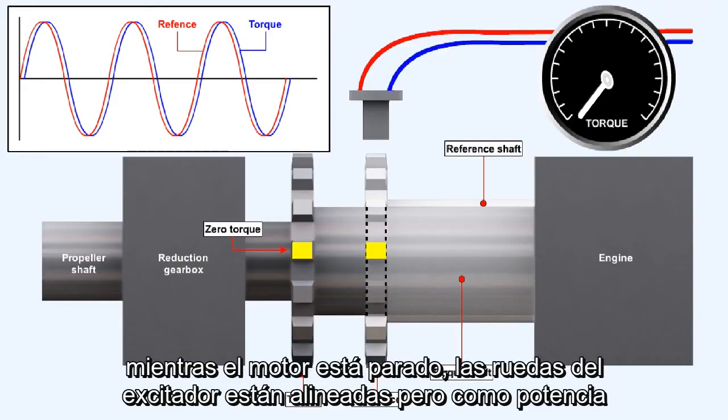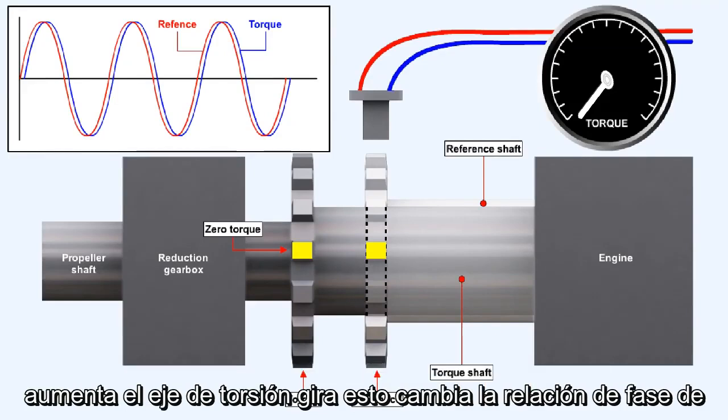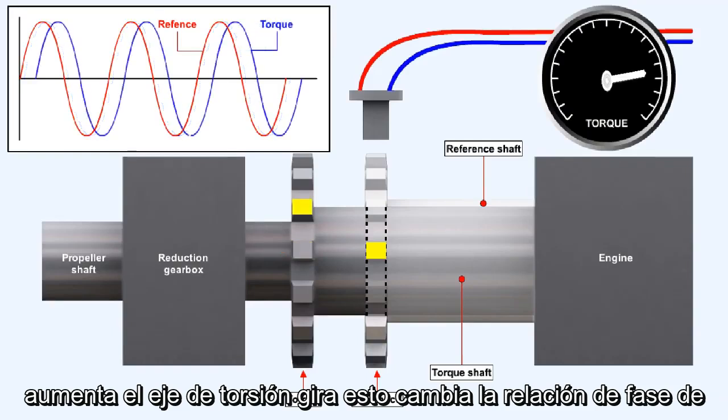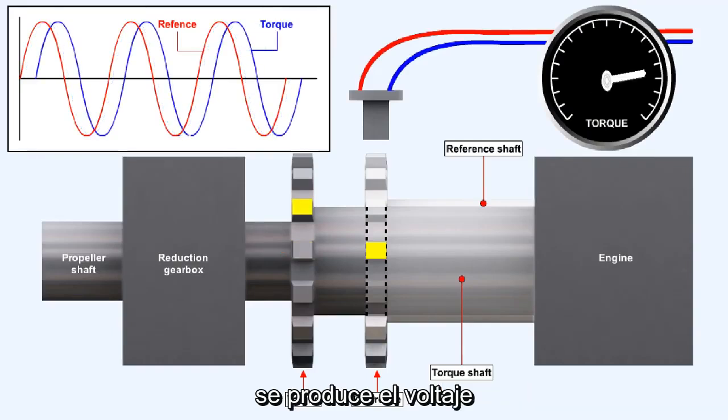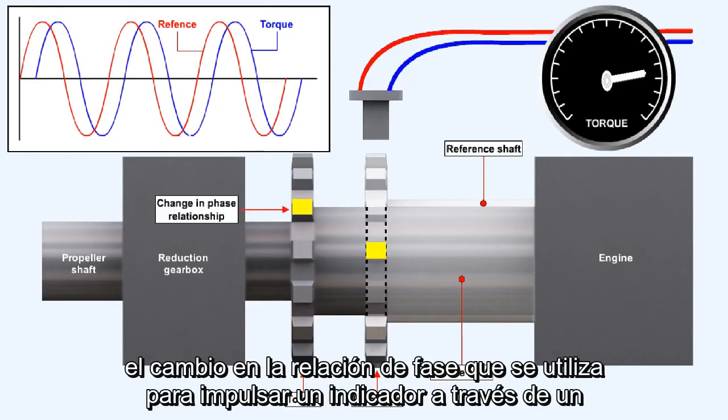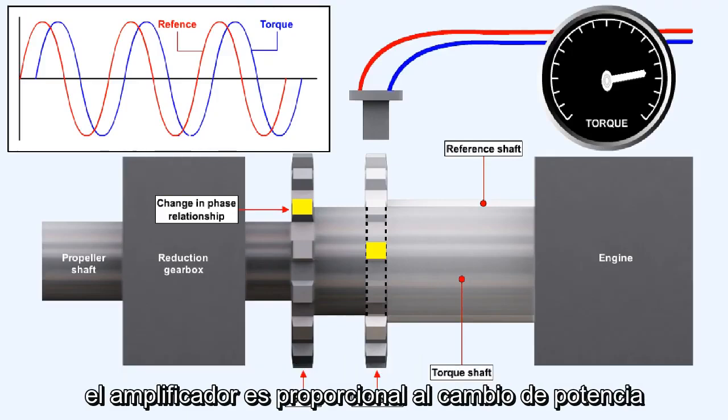While the engine is stationary, the exciter wheels are aligned, but as power is increased, the torque shaft twists. This changes the phase relationship of the voltages produced. The change in phase relationship, which is used to drive an indicator through an amplifier, is proportional to the change in power.